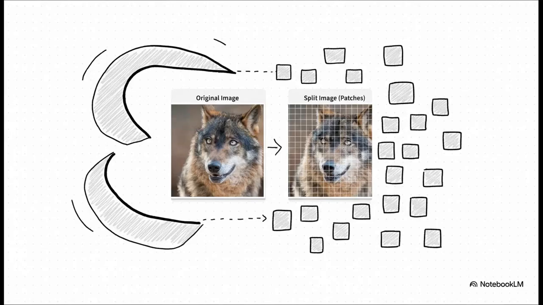And this whole process of turning a picture into tokens, it starts with a really simple first step. You just chop the image up into a grid of smaller squares, or patches.